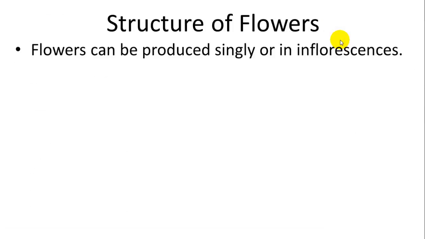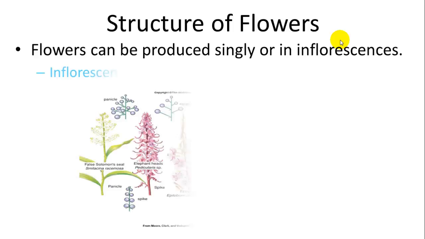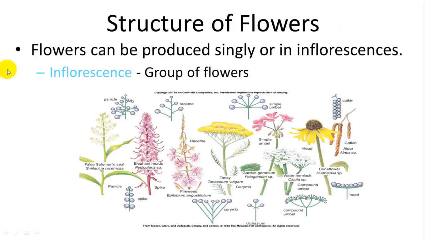So flowers can be produced in a single stalk or each with their own peduncle, or they can have multiple groups on one peduncle, which is called an inflorescence. And these are different types of inflorescences: a panicle, a raceme, a corymb, an umbel, and it's all just dependent on the shape, a catkin or a head. Okay, and those are some examples of them there.